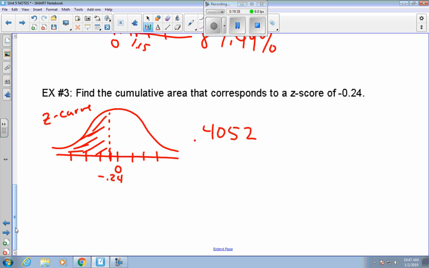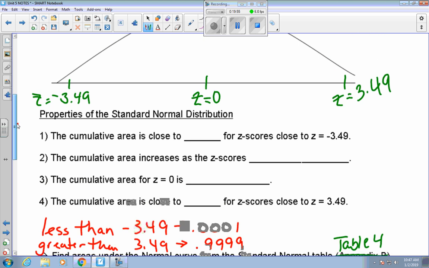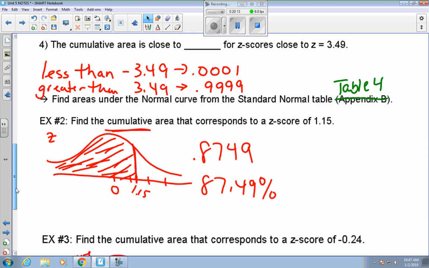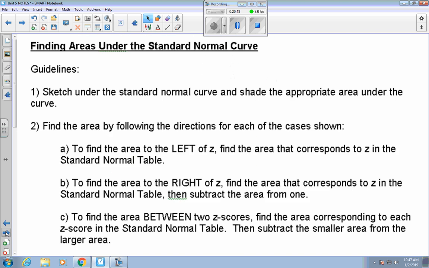Is everyone all right? Good? That should make sense, because if I'm here in the middle, at the mean, the cumulative area for z equals 0 is 0.5000, because that's 50% of the data. It's right in the middle. So 50% of the data should be below, 50% should be above. That's why this has got to be greater than 50%, and this is less than 50%.